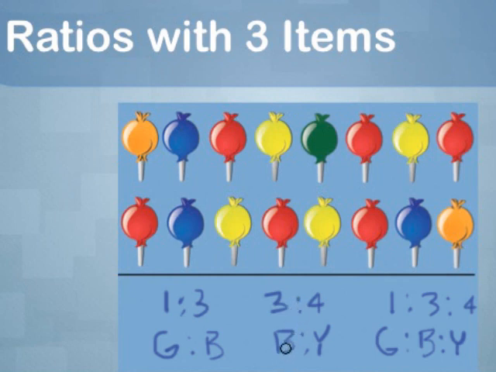ratio of blue to yellow. But it also captures 1 to 4, the ratio of green to yellow. As you can see here, there is 1 green and 4 yellows.